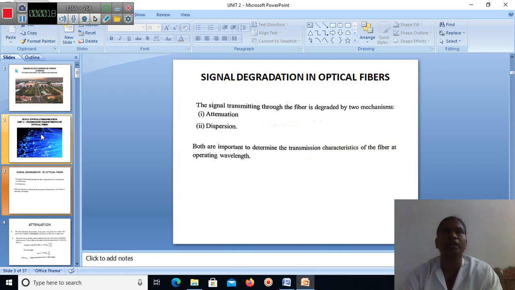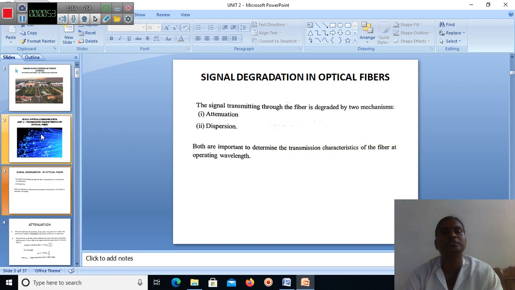In the first unit we learned how electrical signals are converted into optical signals, and how the optical signal is received by the receiver, and we have to understand that completely. In unit number 2 we have to find out what distortions occur in optical fiber communication. The topic is signal degradation in optical fiber.